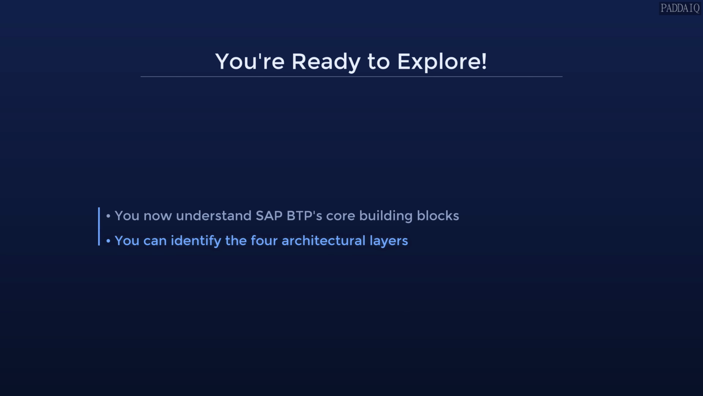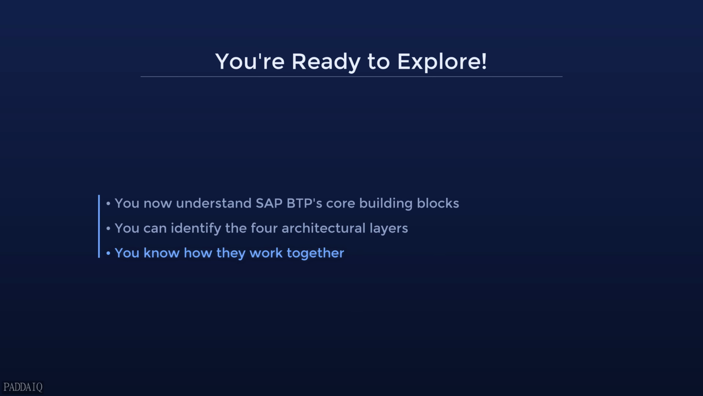You can identify the 4 architectural layers. These are the building blocks of SAP BTP: experience, engagement, orchestration, and data. For example, a mobile app experience connects users to services which process data behind the scenes. Understanding these layers helps you see how applications are structured and function together.